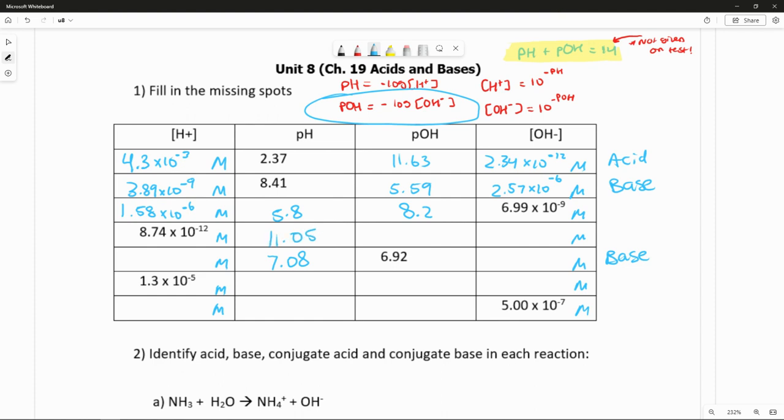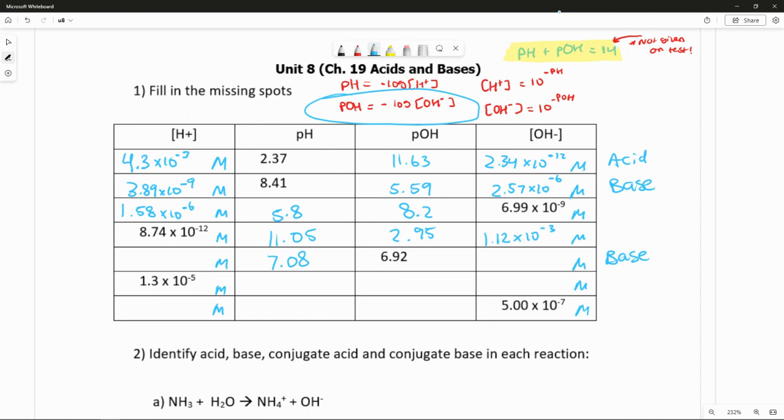Subtract 11.05 from 14, you're going to get 2.95 for your pOH. Based on this pOH, we can go ahead and calculate the concentration of OH. So we take 2.95 and we plug it into this right here. 10 to the negative 2.95 is going to be 1.12 times 10 to the negative 3 molar.